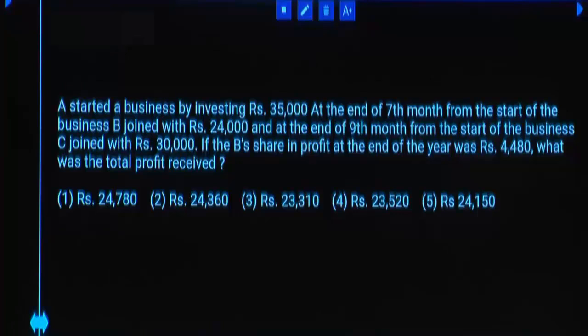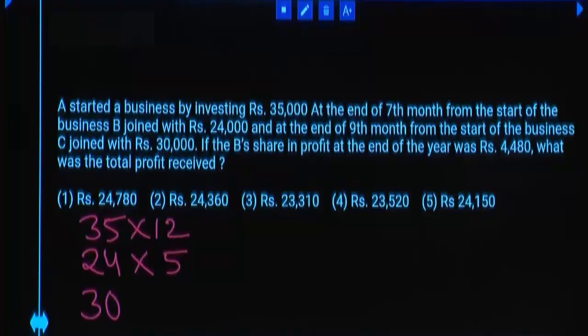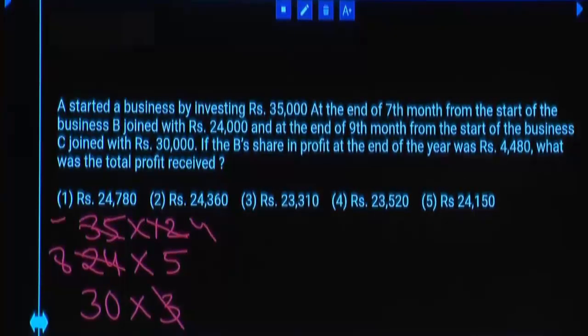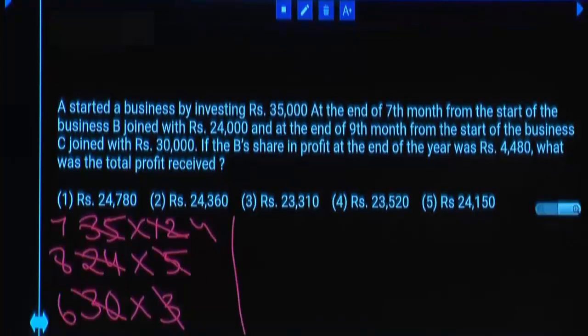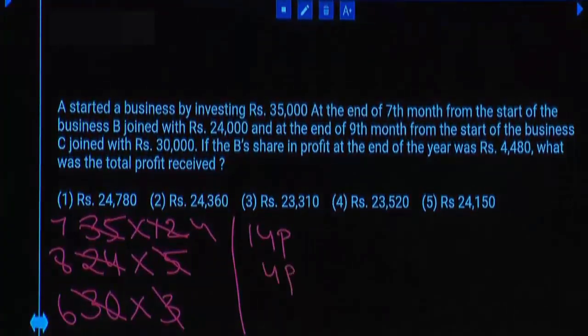A invested 35,000, B invested 24,000, C invested 30,000. A started the business, so he will be there for 12 months. B joined after 7 months, so he will be there for 5 months. C joined after 9 months, so he will be there for 3 months. 35 times 12, 24 times 5, 30 times 3. Cancel 5: 7 times 12, 24 times 5, 6 times 3. Again cancellation with 2. Here you will have 14 parts, 4 parts, 3 parts.